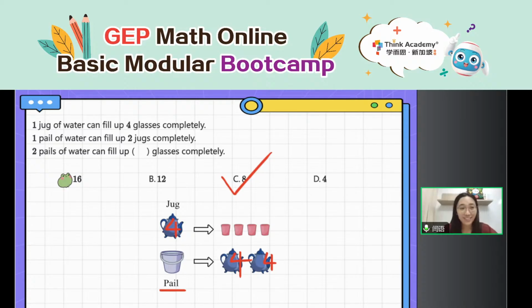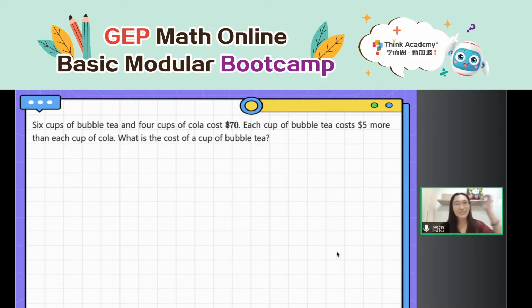Why not? Because the question is asking you 2 pails of water. So you can see that for 1 pail of water, yeah, it is 8. But what about the 2 pails? It should be 16. Okay, so here we choose A. I told you it is not hard, right? But also very easy to choose C. Okay, so following this, let's move on to the next one.